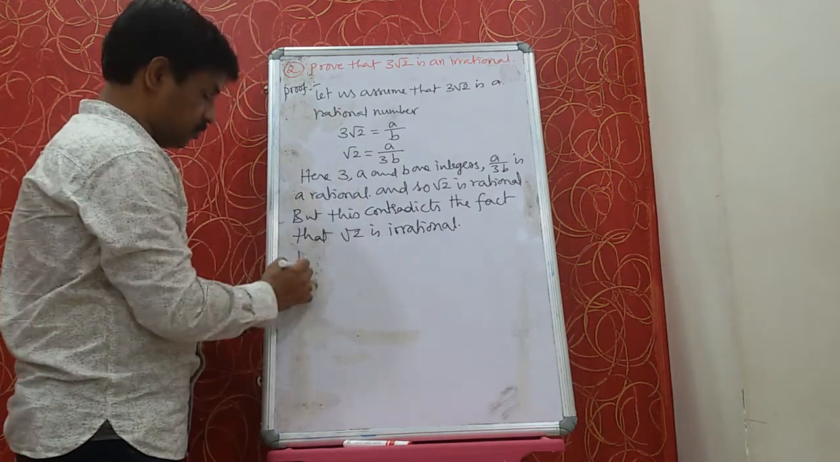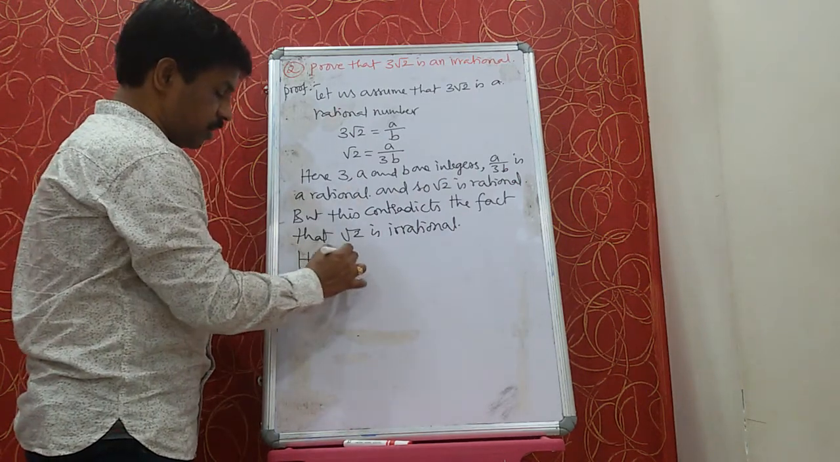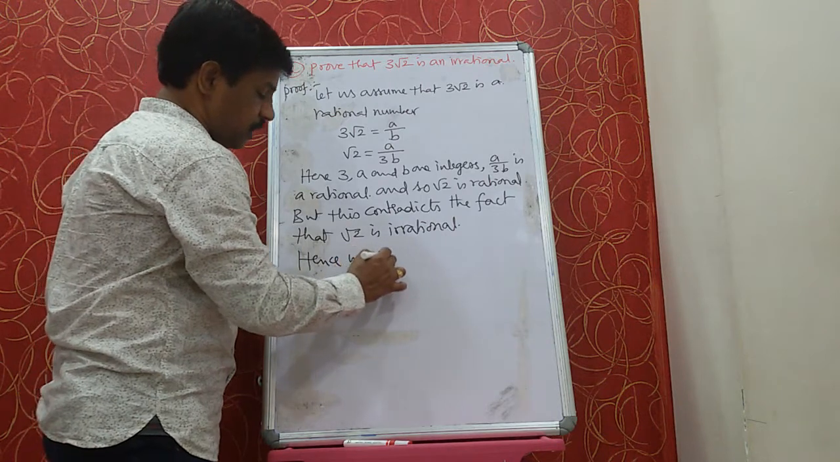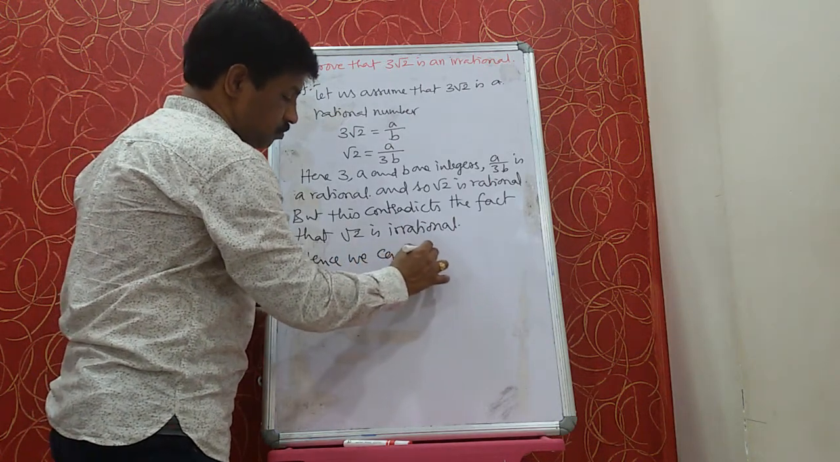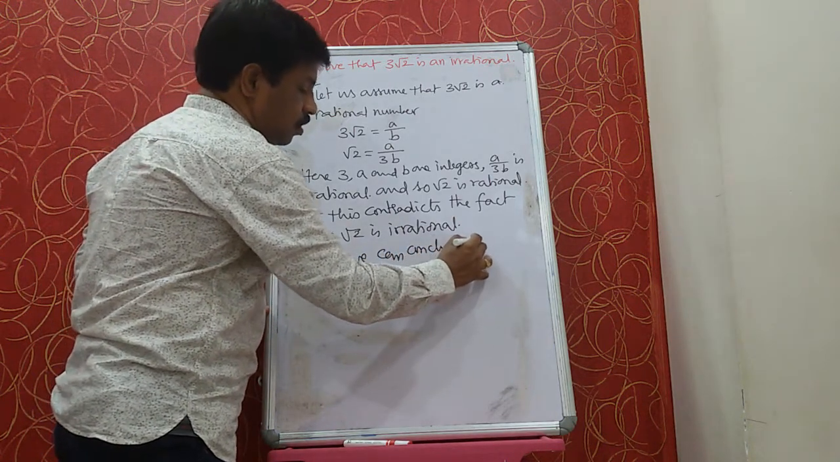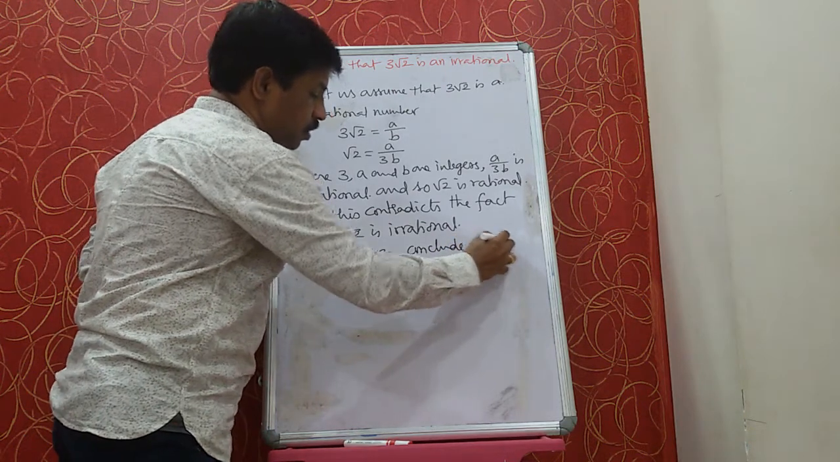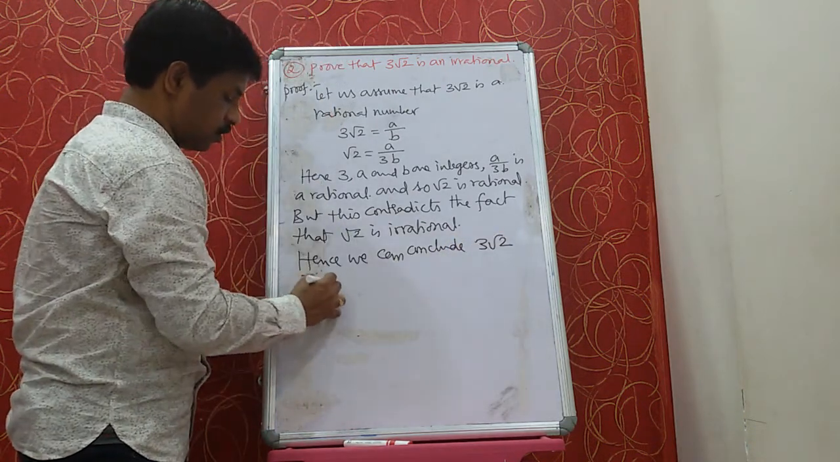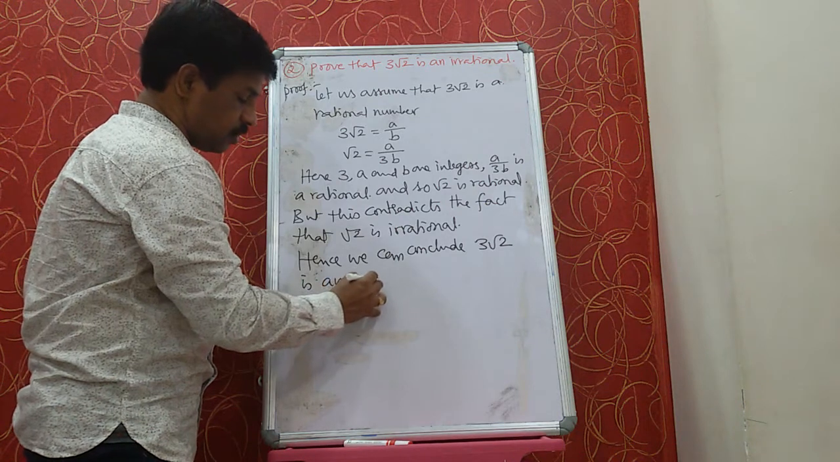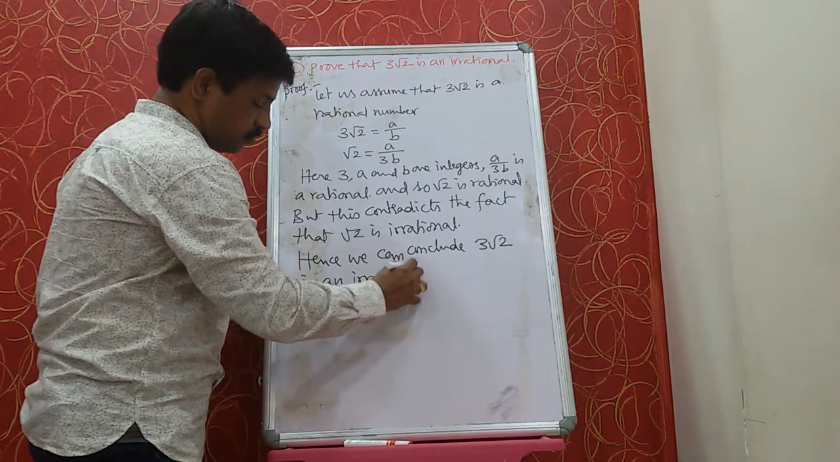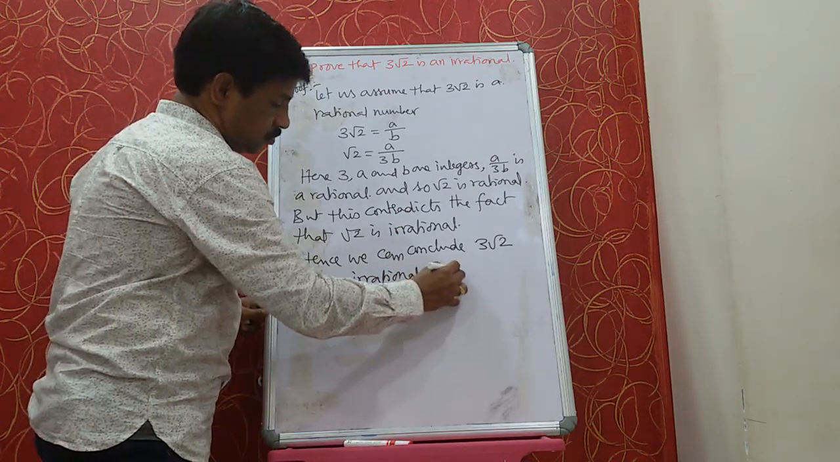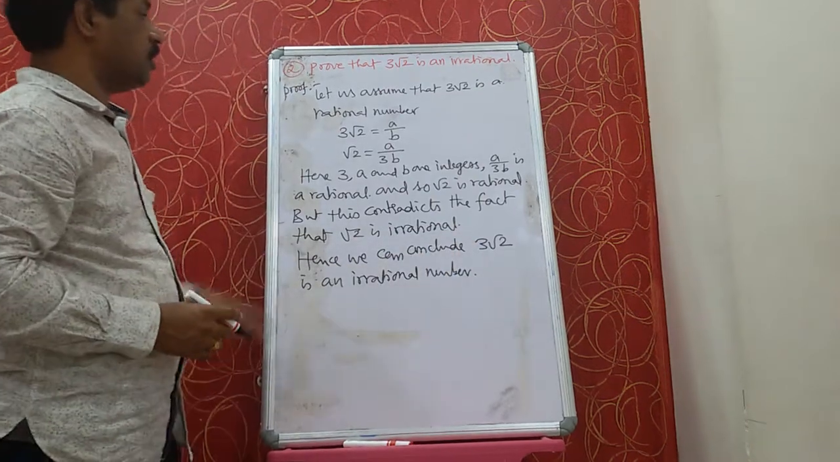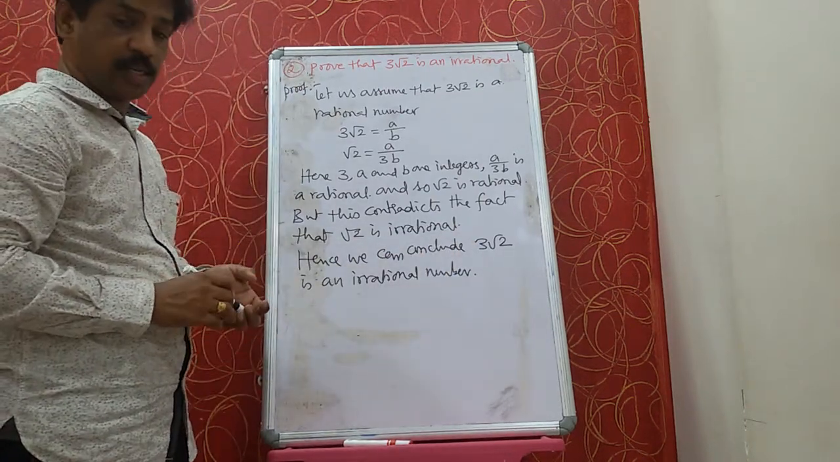Hence we can conclude that 3 root 2 is an irrational number. So this is the proof that 3 root 2 is an irrational number.